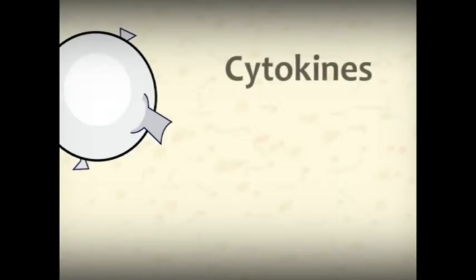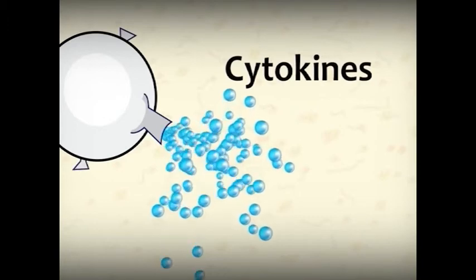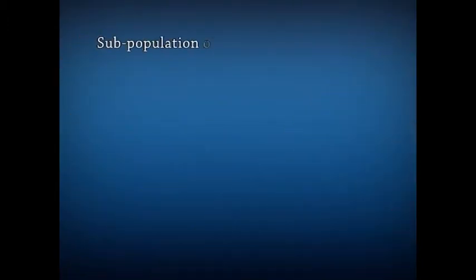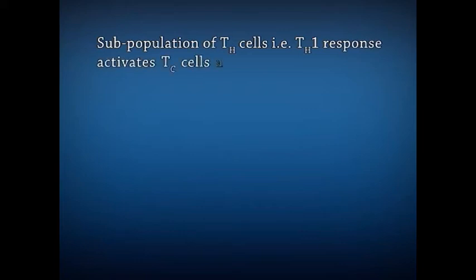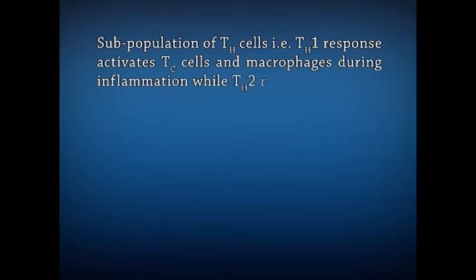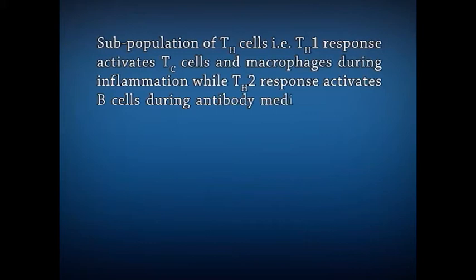T helper cells are crucial for defense against pathogens and elicit different types of immune responses produced by cytokines. For example, a subpopulation of T helper cells, that is Th1 response, activates TC cells and macrophages during inflammation, while Th2 response activates B cells during antibody-mediated immune response.